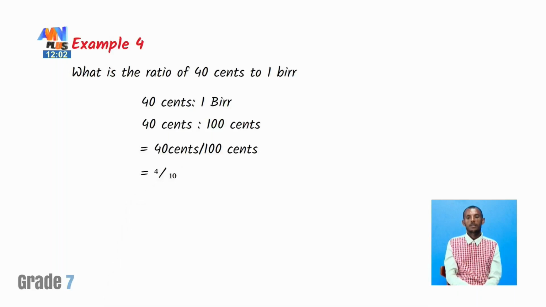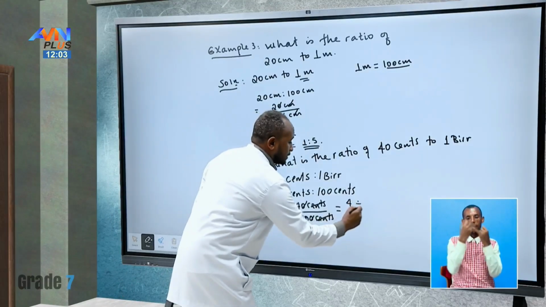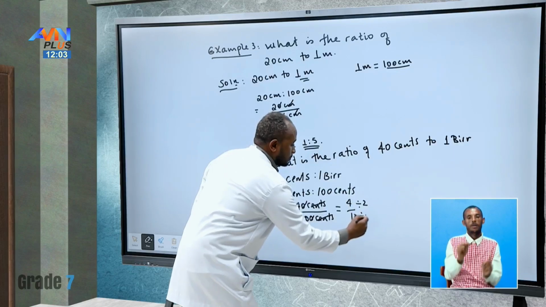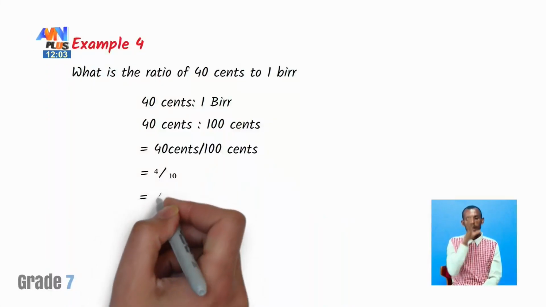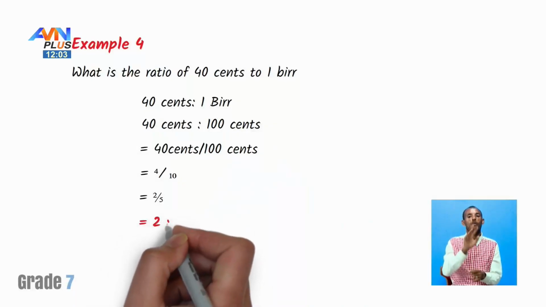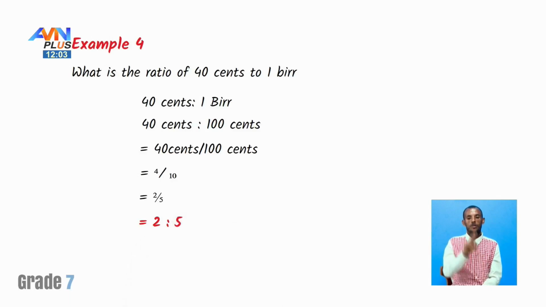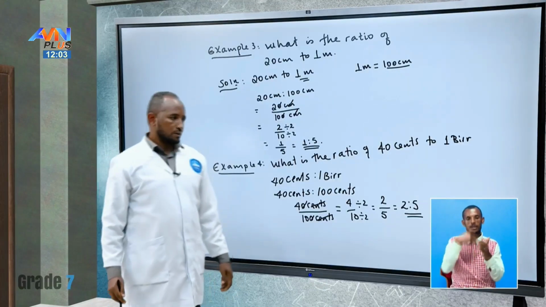The common factor for both is 2. I can divide both by 2 to write it into the lowest terms. So 4 divided by 2 is 2, and 10 divided by 2 is 5. Therefore, the final answer is 2:5. That's it. Now let's proceed to the next part.